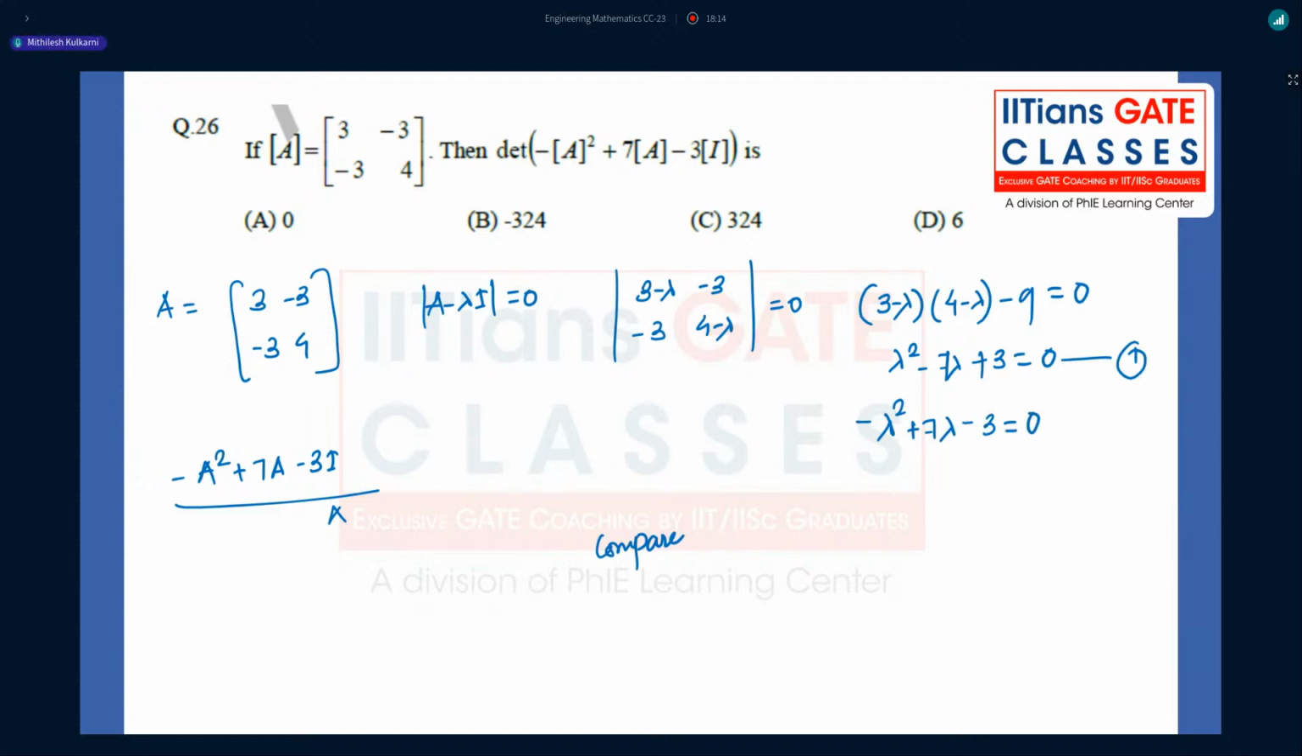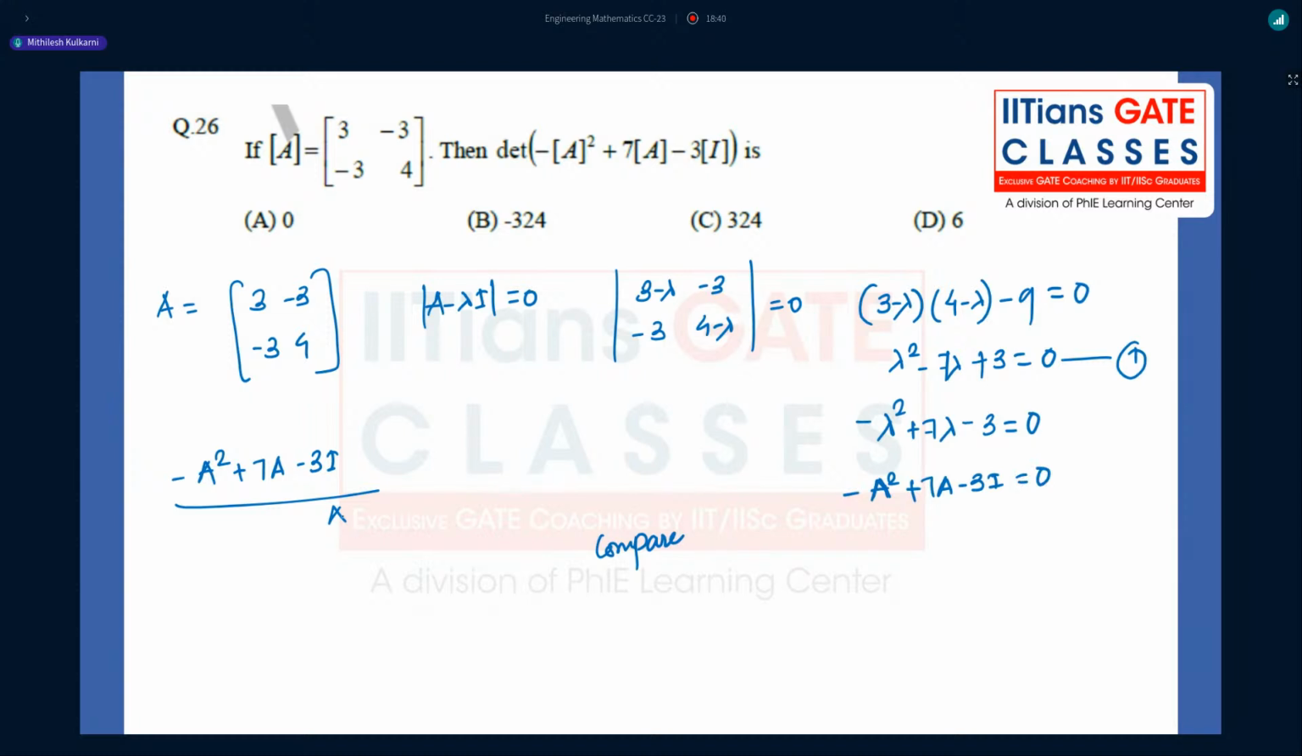According to Cayley-Hamilton's theorem, what we can do is replace lambda with the matrix A itself, because the theorem states that every matrix satisfies its own characteristic equation. So I can write it as minus A square plus 7A minus 3 times identity matrix has to be equal to 0.